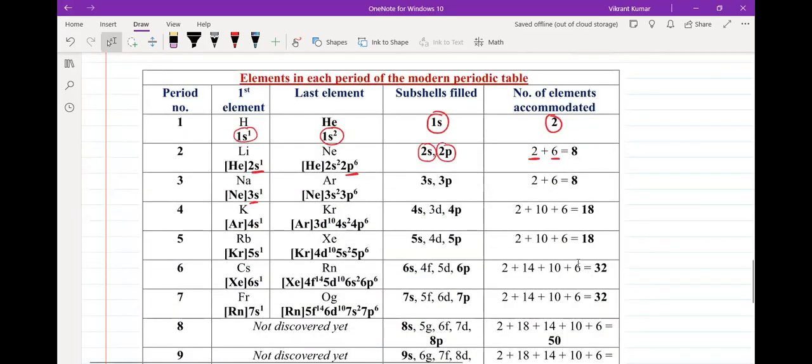And that's why, if you see this table, in the third period it starts at 3s, and after 3s comes the filling of 3p. So we are filling the 3s and 3p subshells, and that's why again we get 8 electrons in the third period.